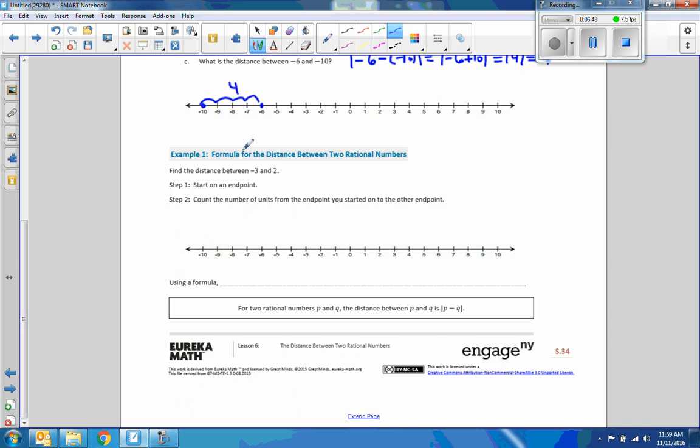Example 1. Formula for the distance between two rational numbers. Find the distance between negative 3 and 2. Step 1, start on an endpoint. So I'll start on negative 3. Count the number of units from the endpoint you started on to the other endpoint. And I'm going to positive 2, so I count 1, 2, and my answer is negative 1.